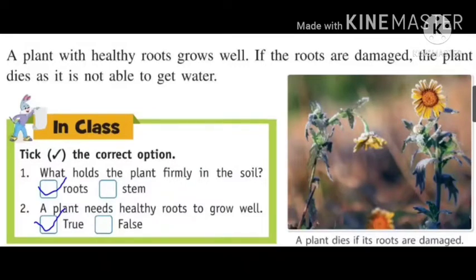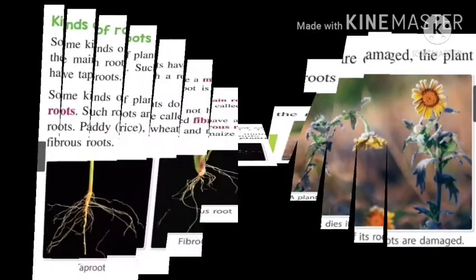So let's have a short exercise. What holds the plant firmly in the soil? The answer will be roots. A plant needs healthy roots to grow well. Is it true or false? It is a true statement, because as I already said, if the plants do not have healthy roots, they will not be able to get water and minerals. So how will they prepare their food? They will not be able to prepare their food. That is why the plants will die.